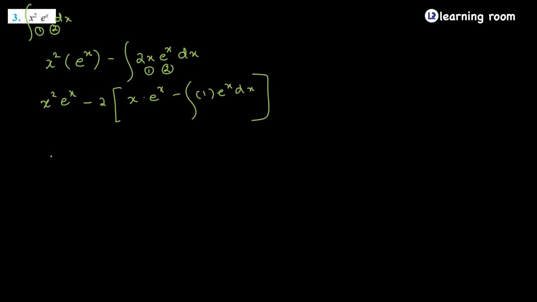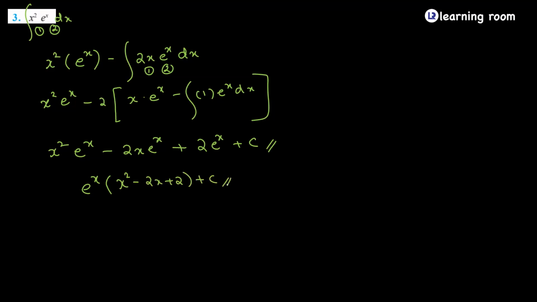So it is going to be x square into e power x minus 2x into e power x plus 2 into integral of e power x, which is e power x plus c. So if you observe, if you take this e power x outside, it should be x square minus 2x plus 2 plus c. So this should be the answer. Okay. Clear? Right.